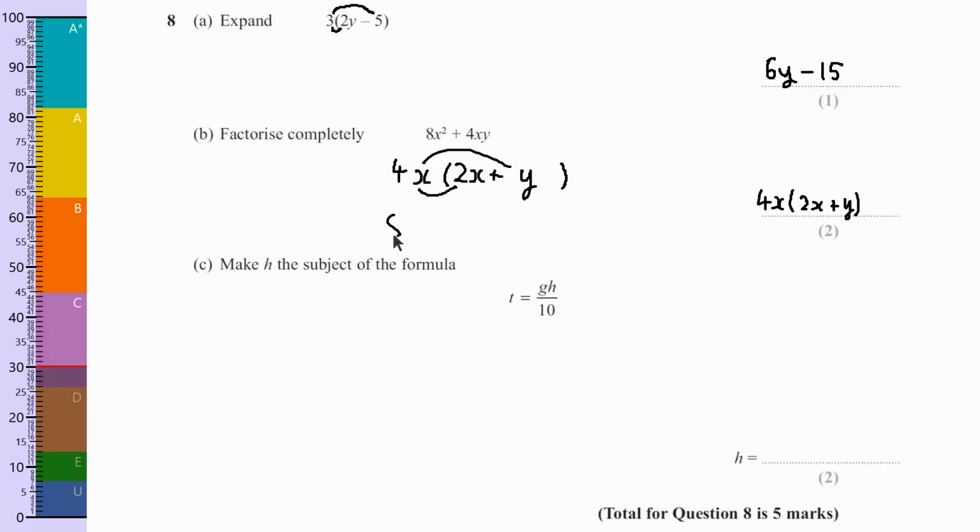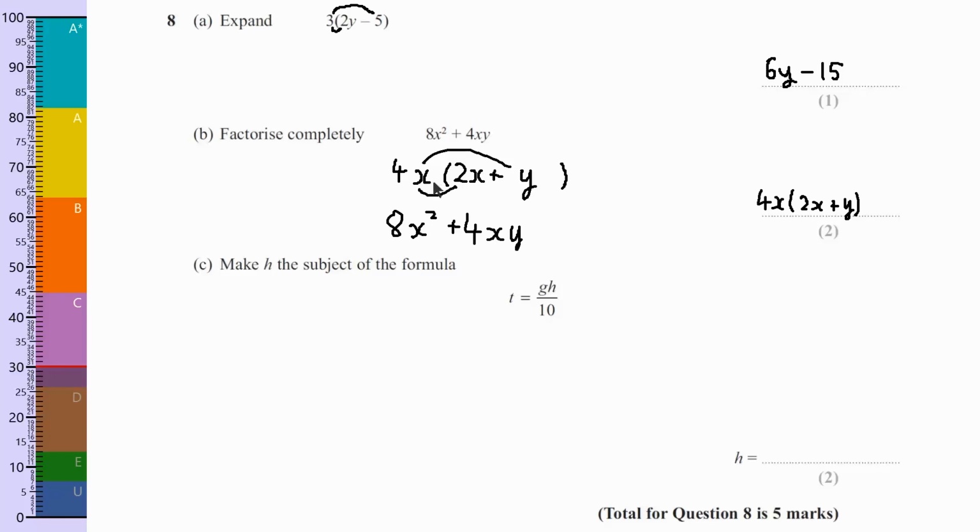4 times 2 is 8, x times x is x squared, 4 times, well, 1 is 4, x times, well, there's nothing there, so it's just x, and y at the end. And so we get the 8x squared plus 4xy. So we know that's the right answer.